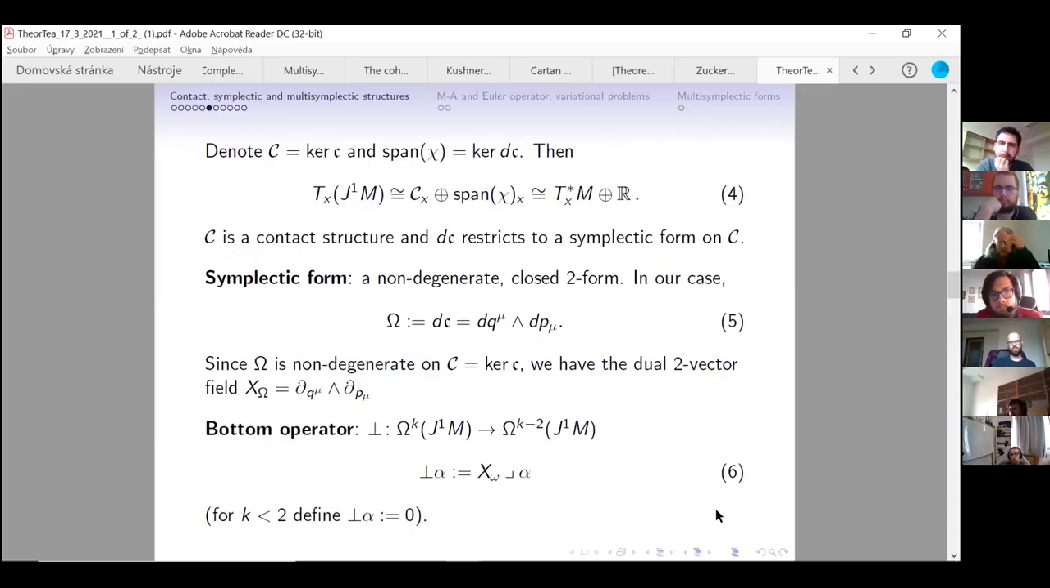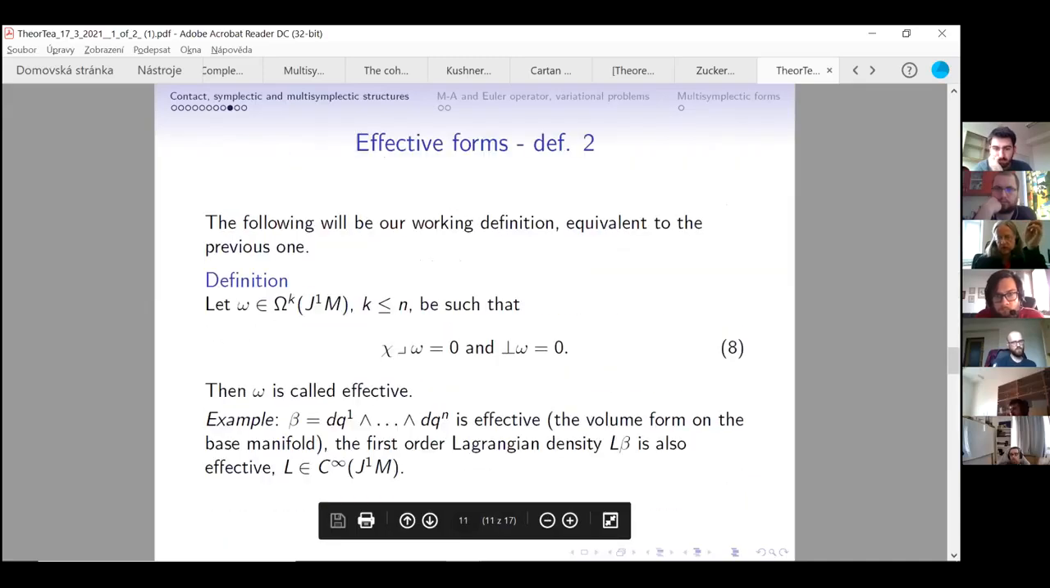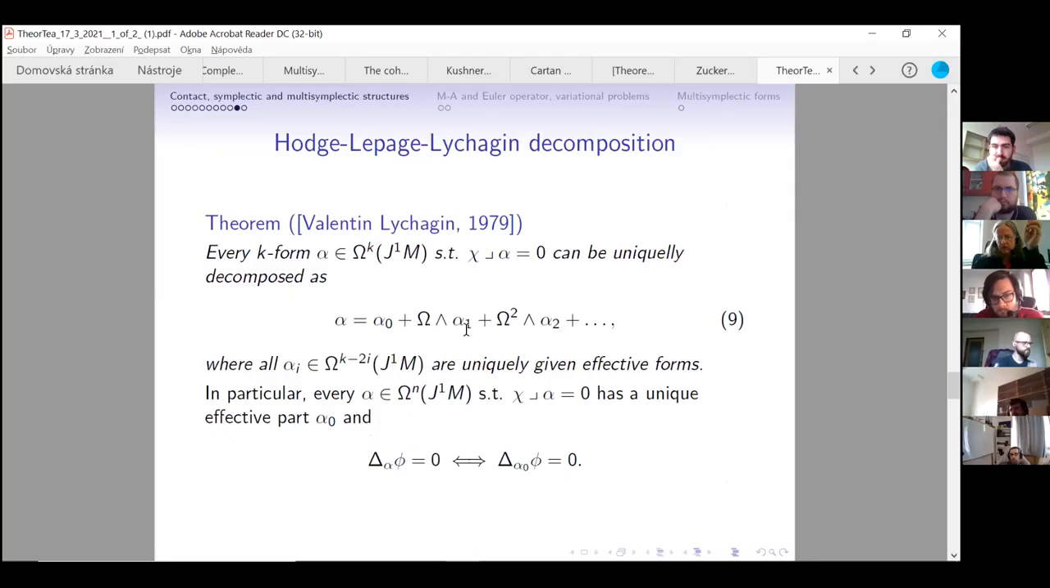I have another question. If I may change the topic, sure. Can you maybe give some intuition for why there should be this unique Hodge-Lepage-Lichnerowicz decomposition? Frankly speaking, I don't think I can pull out the idea of the proof. Okay, never mind.